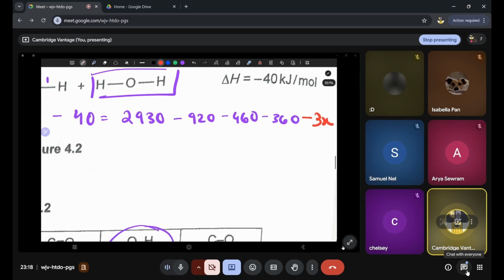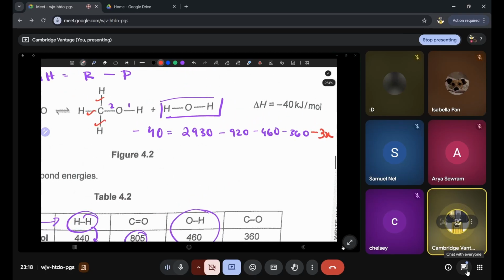Does this equation make sense to all of you? The way we found this, all we did was enthalpy change is equal to reactant bond energy minus product bond energy. So now all we have to do is solve for x. So before solving for x, it's important we simplify it as much as possible.